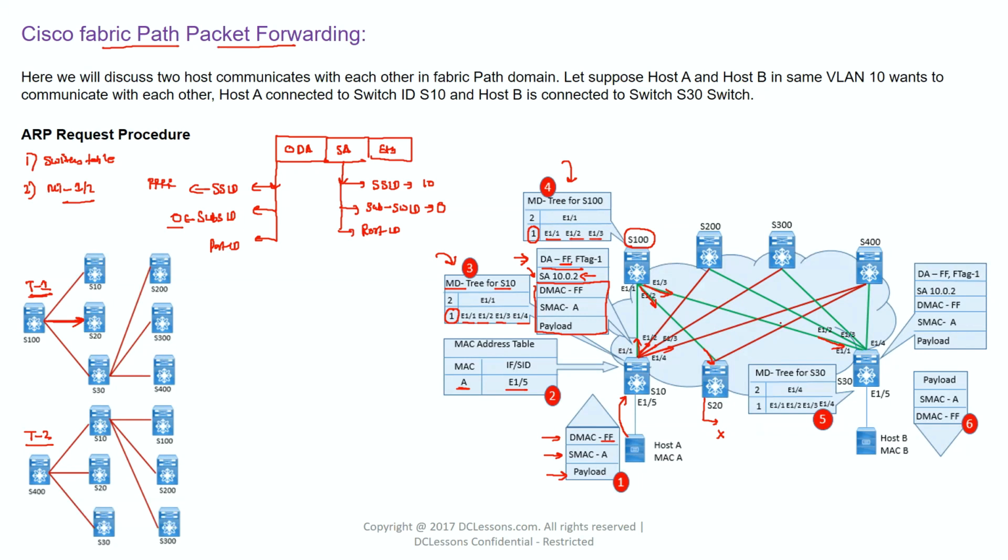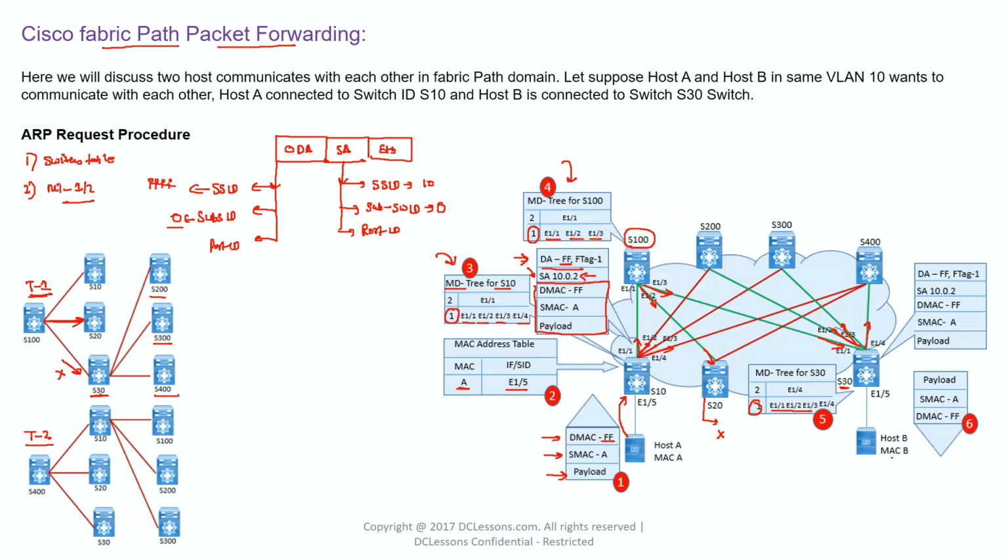Now the broadcast FabricPath frame reaches switch 30. Here it will look at its own multi-destination tree and check the interfaces. So this is my switch 30. I have received it from switch 100, so I will not forward it back, but I have connectivity to switch 200, switch 300, and switch 400. So from here it will broadcast it to the other switches also.